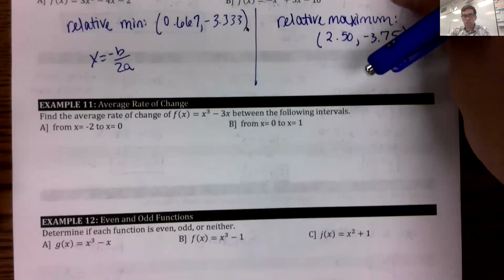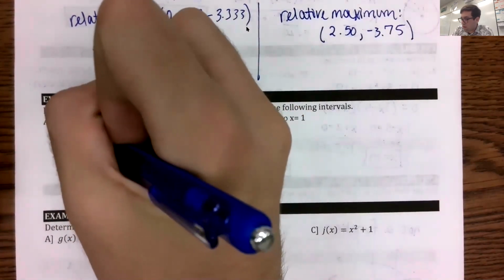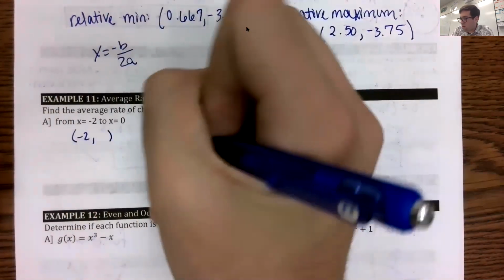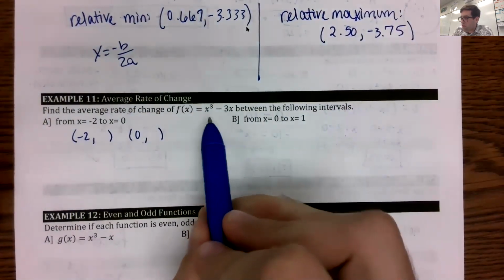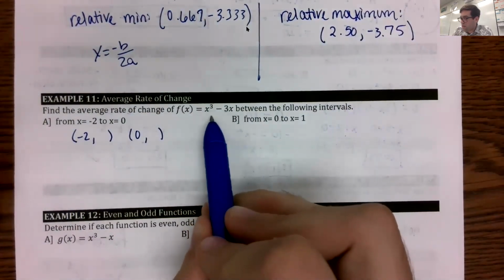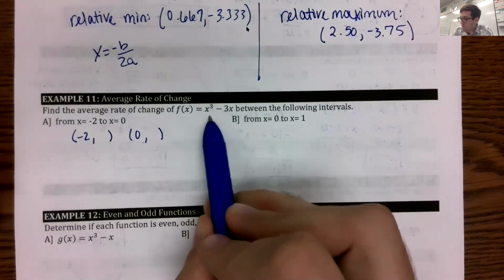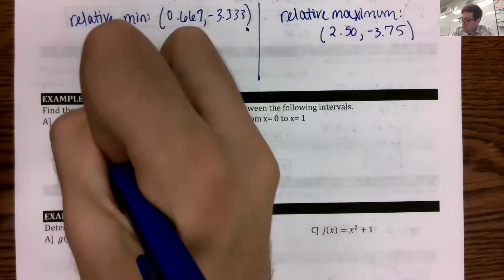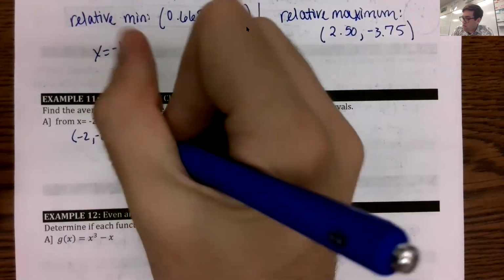Next up, average rate of change. Find the average rate of change of f of x equals x cubed minus 3x between the following intervals. And we are going to go from -2 to 0. So all we need to do here is figure out the ordered pair for each of these. So if I plug in -2 in here, we get -2 cubed is -8, minus 3 times -2. So it's -8 plus 6, going to be -2. And 0 minus 0 is 0.